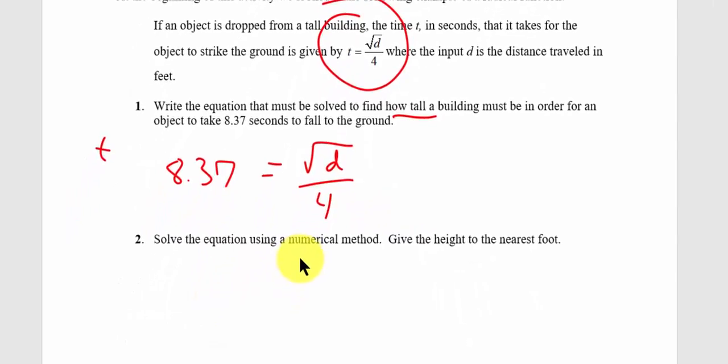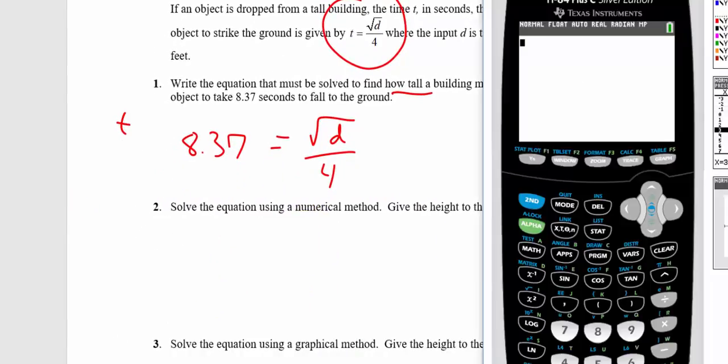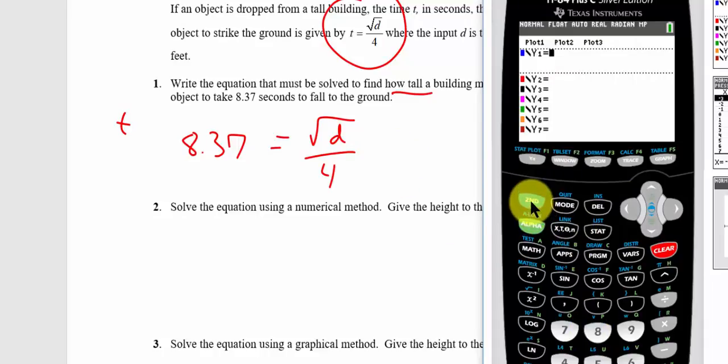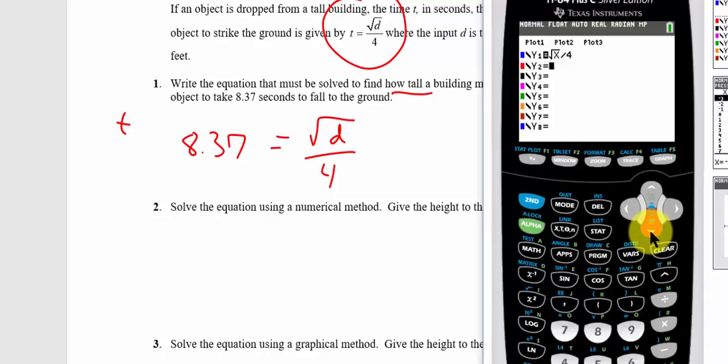We can use a numerical method. That means take out our calculator, and we'll press y equals. We'll erase whatever junk we have in here, and I am going to enter the square root of x, and make sure that if you have a newer calculator, you press the right arrow to get out from underneath the square root sign. If you have an older calculator, you'll probably have parentheses opened and closed. We want to divide that numerator by 4. So that's the right side of my equation. The left side of my equation would be the 8.37. And for problem 3, the intersection would actually give us the answer to problem 3.